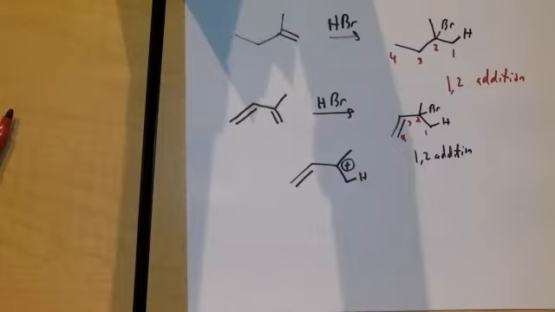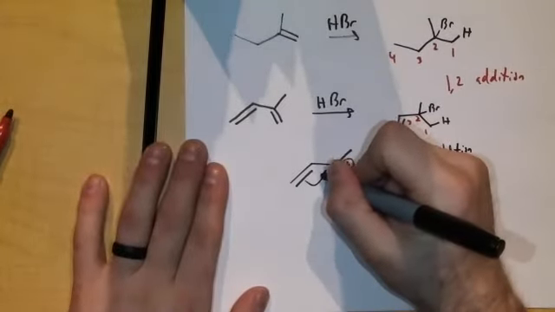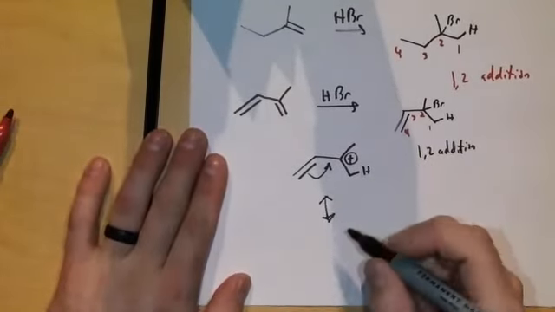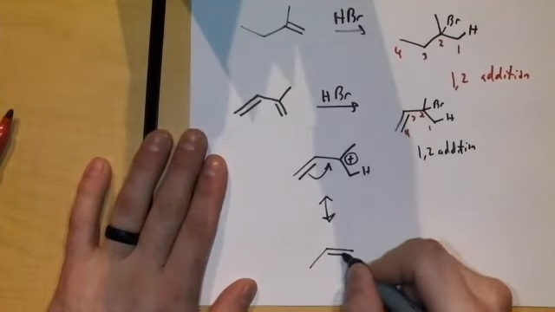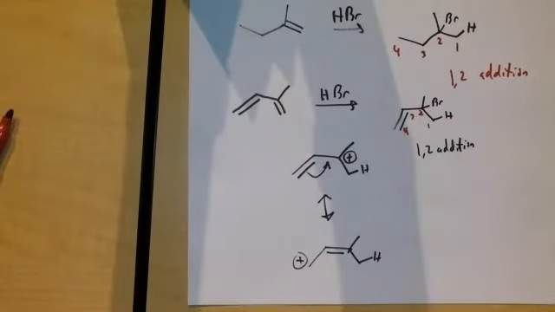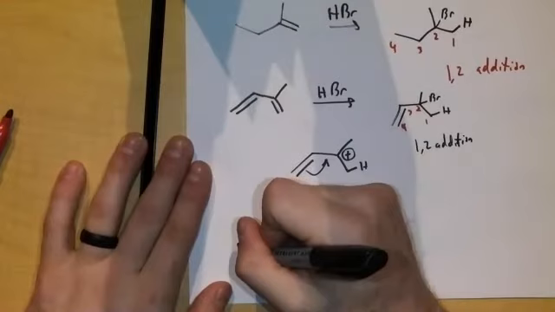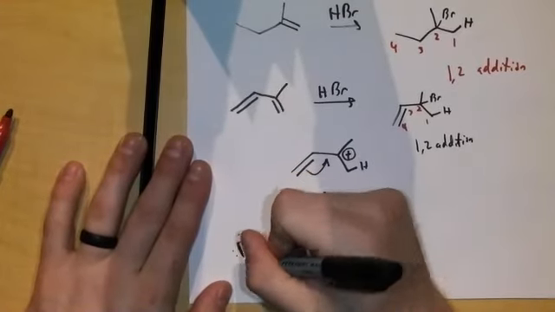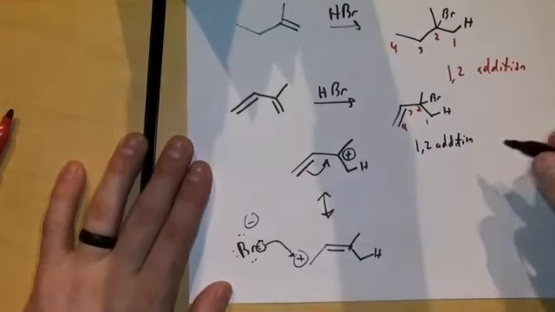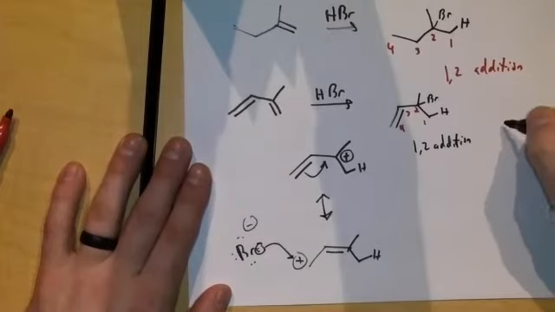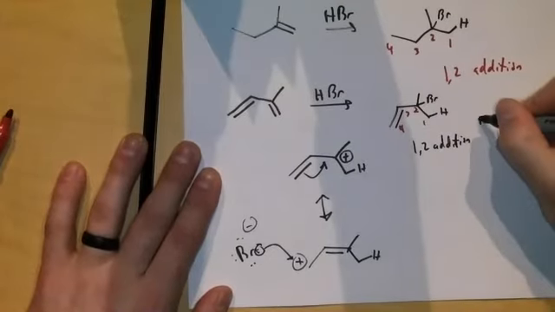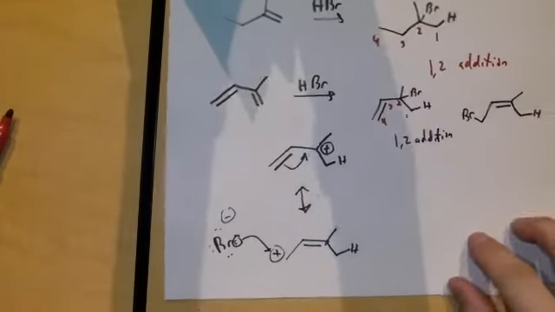The other option is that we have resonance. So these electrons could potentially shift over. This would give us a different carbocation, with a different positive charge, at which point Br could come in and give us what's going to be called our 1,4 addition product.